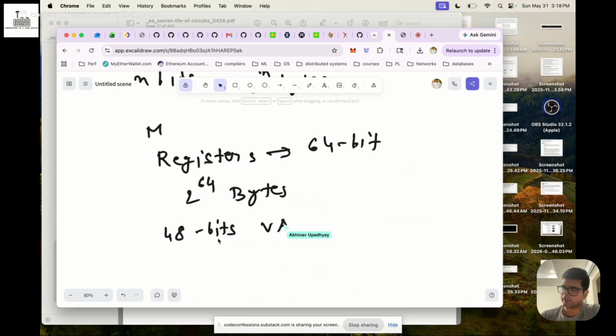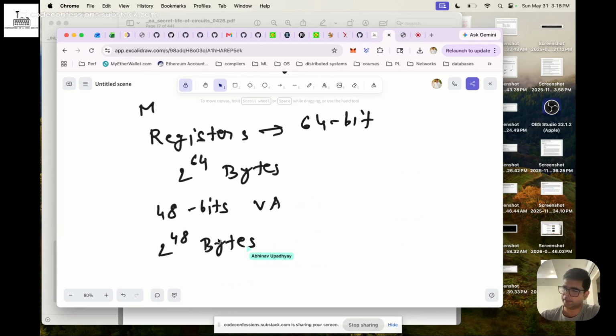48 bits means that the size of the virtual address space becomes 2 to the power 48 bytes, and 2 to the power 48 bytes is 256 terabytes. So in present day hardware, usually you have virtual addresses that are 48 bits wide, and that results in a virtual address space of 256 terabytes. Theoretically, you can map 256 terabytes of physical memory with a 48 bits wide virtual address.